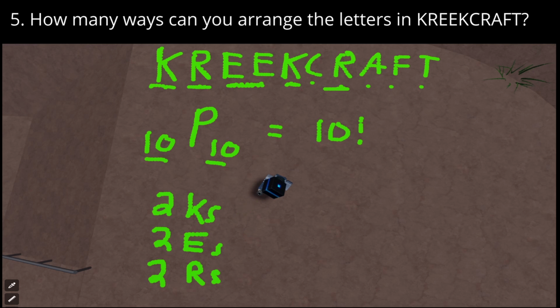So remember, the way you count for that is for each repeated unit, you divide by the number of times it appears, factorial. So 2 K's means 2 factorial, 2 E's means 2 factorial, 2 R's means 2 factorial. And then 2 factorial is just 2 times 1, which is 2. So at the bottom, we just have 2 times 2 times 2, which is just 8.